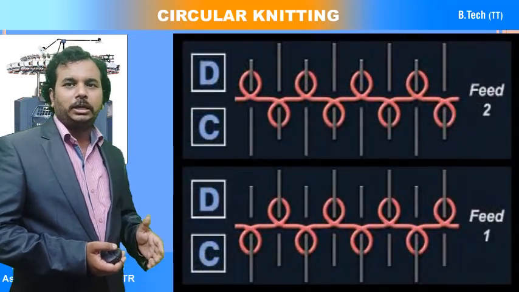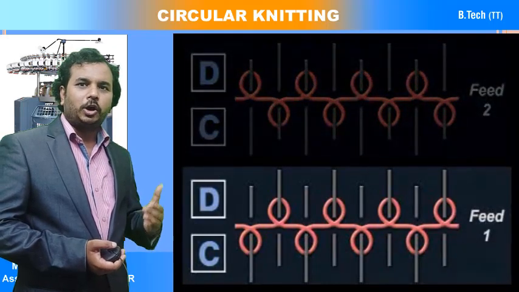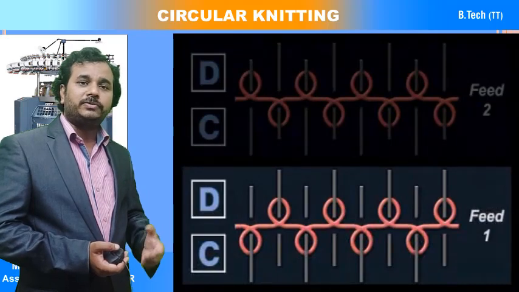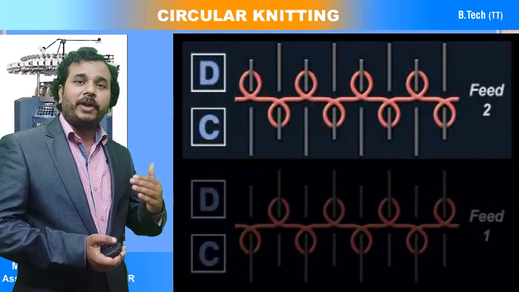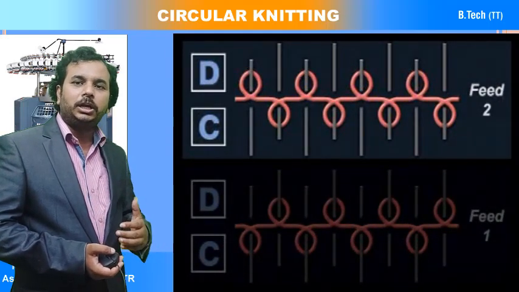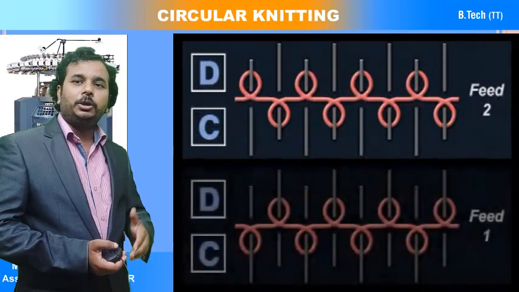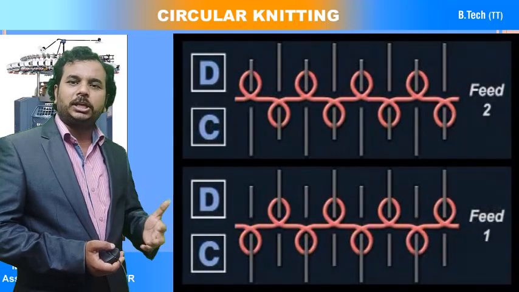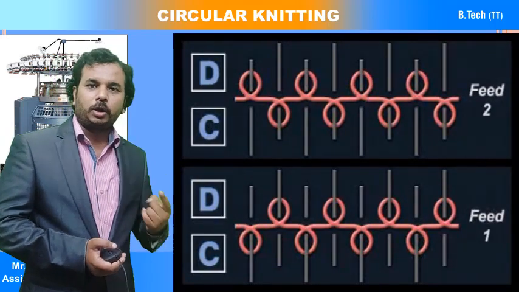Now, as I told earlier, you can observe the short needles and long needles. In feed 1, all the long needles of the cylinder and long needles of the dial are going to form loops. In feed 2, all the short needles of the cylinder and short needles of the dial are going to form loops. These two together make one course.